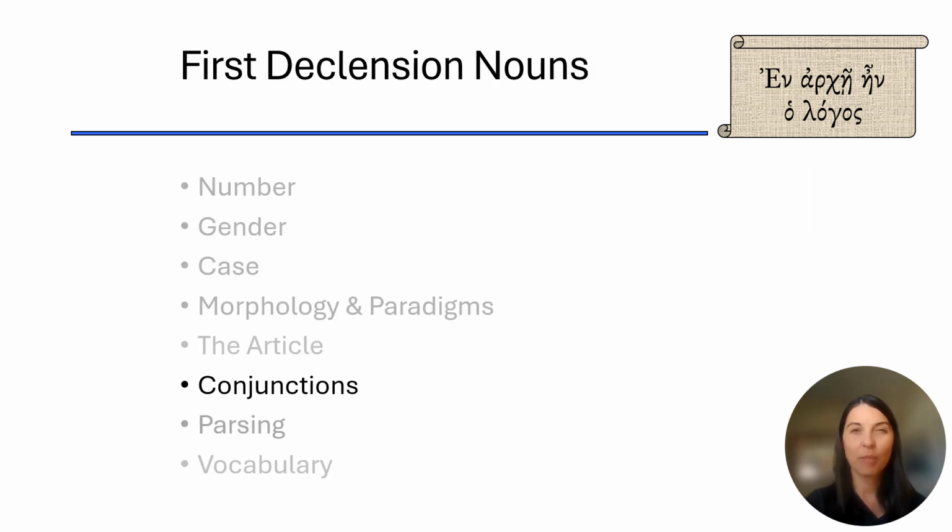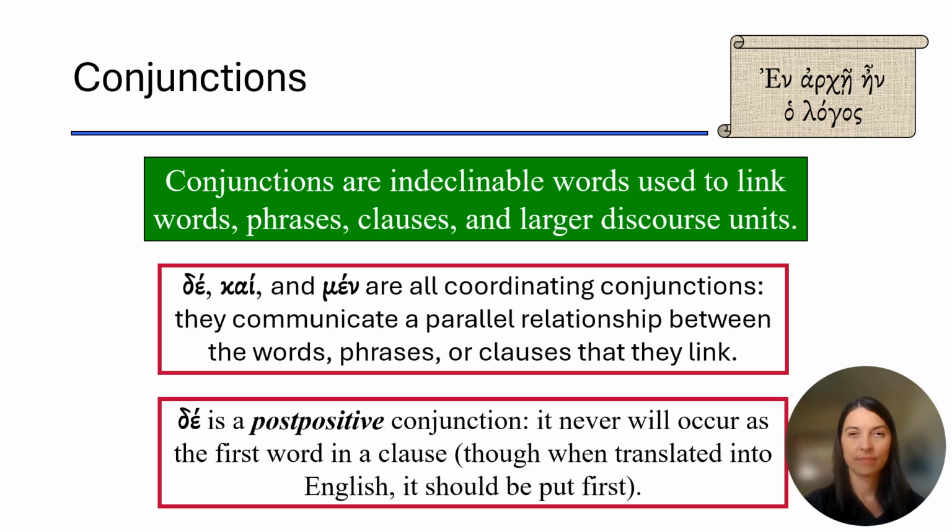Now let's talk a little more about conjunctions. Conjunctions are indeclinable words. They don't change, and they're very important. They're used to link words and phrases, clauses in the larger discourse. De, kai, and men are all coordinating conjunctions. They communicate a parallel relationship between the words, phrases, and clauses that they link.